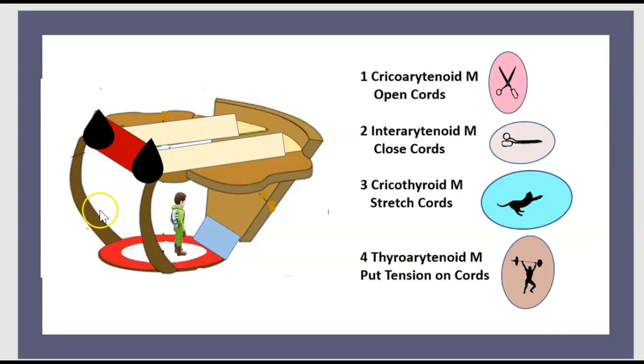The cricoarytenoid muscle is to open the vocal cord. The interarytenoid muscle is to close the vocal cord. The cricothyroid muscle is to stretch the vocal cord, and the thyroarytenoid muscle is to tense the vocal cord. Tense the vocal cord, stretch the vocal cord, open the vocal cord, and close the vocal cord.